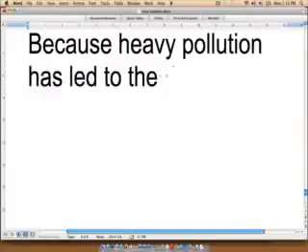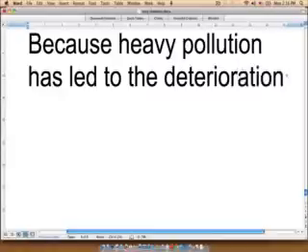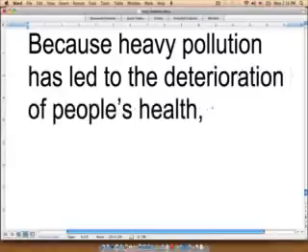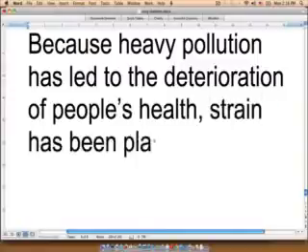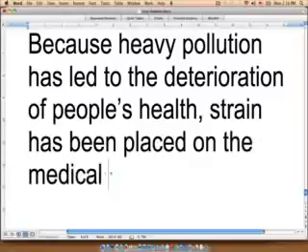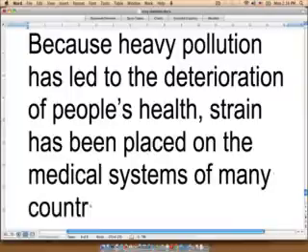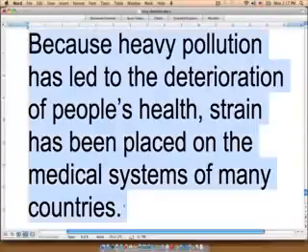has led to the deterioration of people's health, strain has been placed on the medical systems of many countries. Okay, so now when I combine the two sentences together, as you can see, the wording becomes extremely complicated, and the chances for us to make a mistake increase.